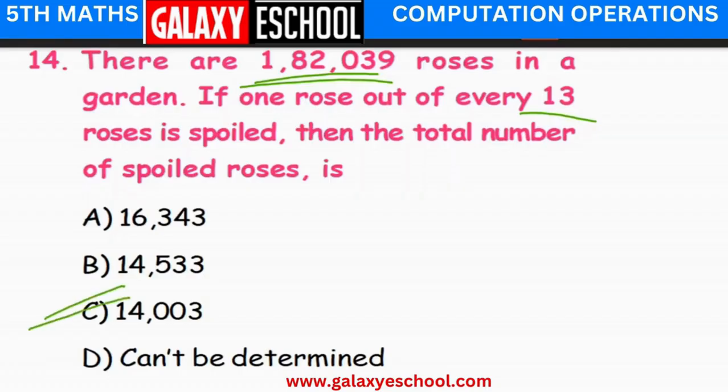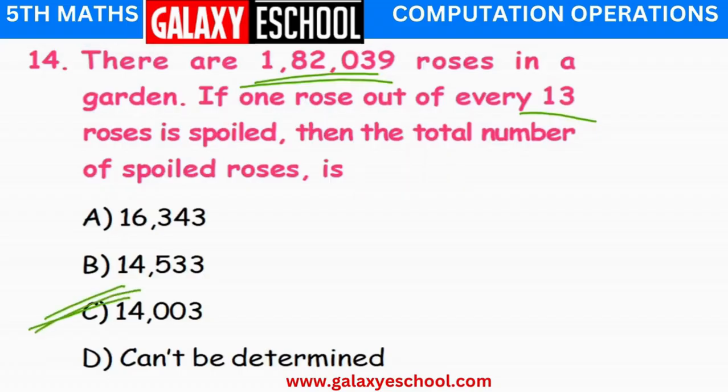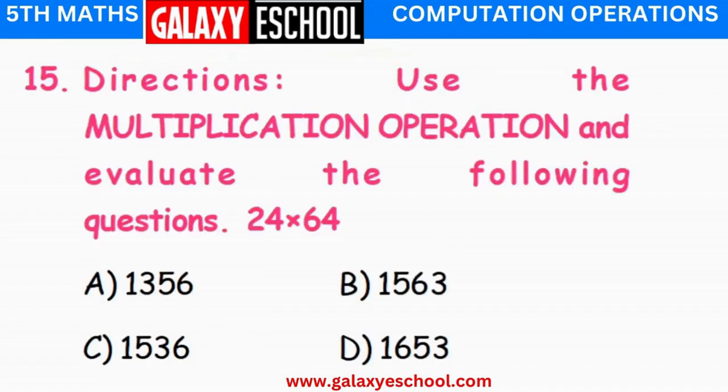The options, that is option C, 14,003. Clear children, understanding the concept, right? So once you understand what is asked in the question, it becomes very easy for us to solve it.